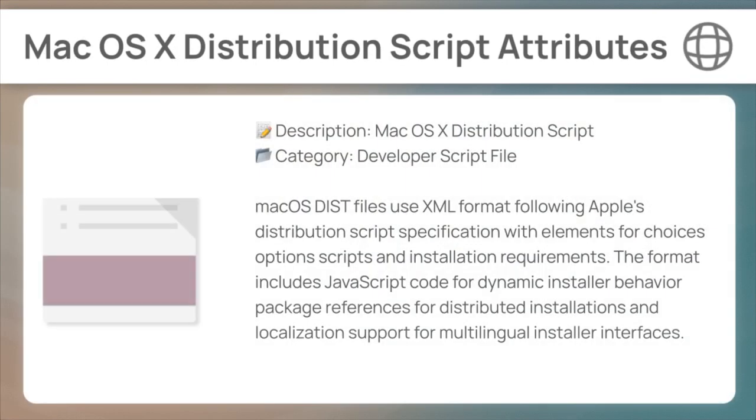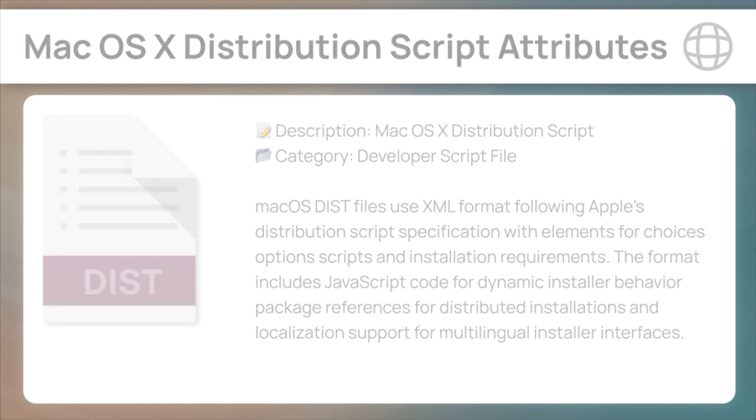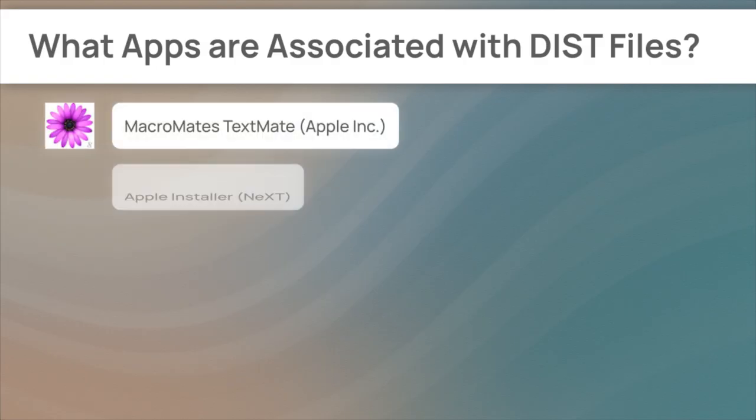macOS DIST files use XML format, following Apple's distribution script specification with elements for choices, options, scripts, and installation requirements. The format includes JavaScript code for dynamic installer behavior, package references for distributed installations, and localization support for multilingual installer interfaces. The core association for the DIST file points directly to MacroMate's TextMate, developed by Apple Inc.